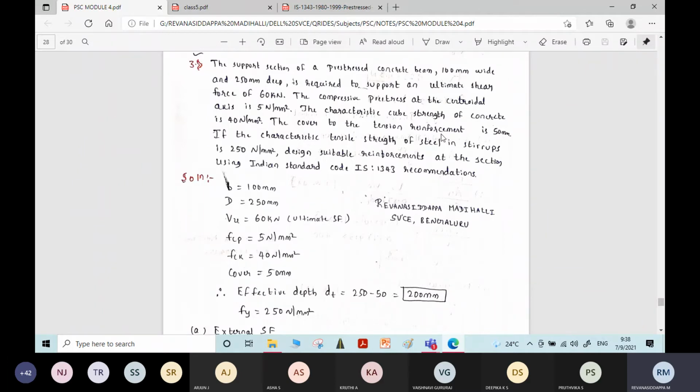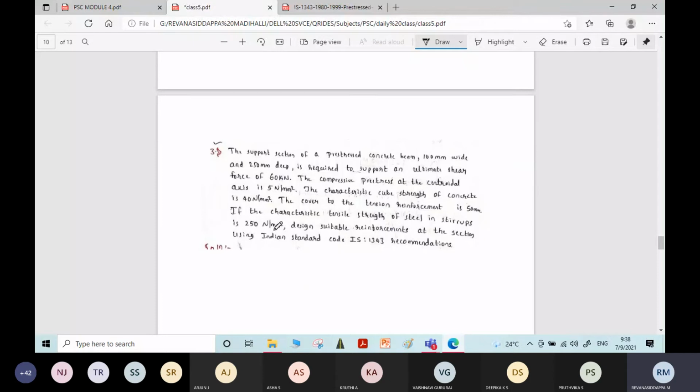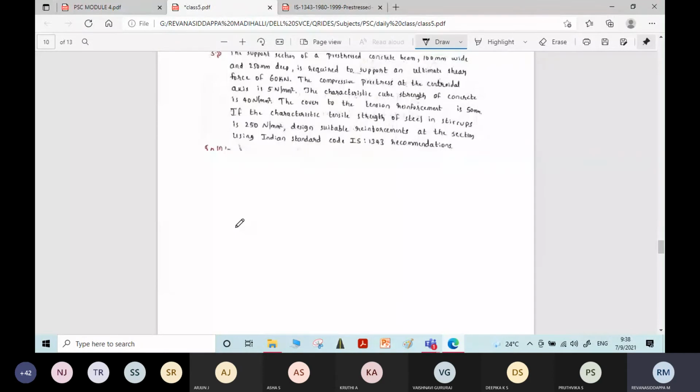The cover to the tension reinforcement is 50 mm. The characteristic tensile strength of the steel in stirrups is 250 Newton per mm square, Fy is given. We need to design suitable reinforcement at the section. Okay. Here, write all the given data, write the cross section.